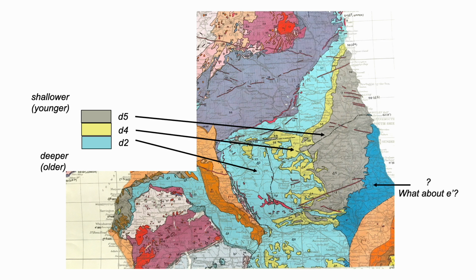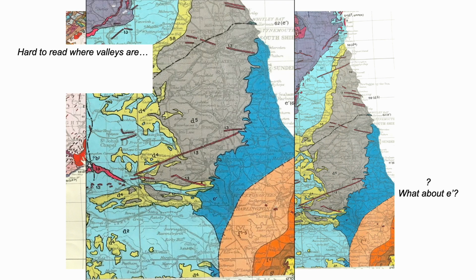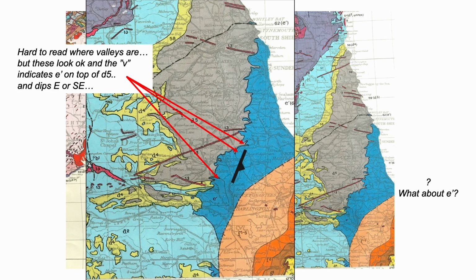But what about this unit here, the E prime? Well, from the topographic map, it's quite difficult to read where the valleys are, but we can find a few just in these corners in here, and these V's imply that the boundary at the base of the E prime dips down towards the east-southeast. But let's look at the relationship between the E prime and the D units that lie below.